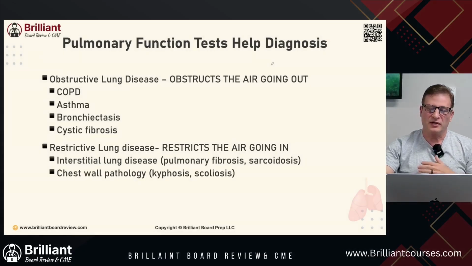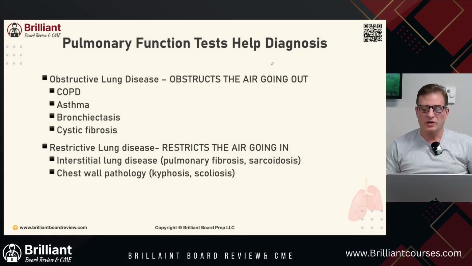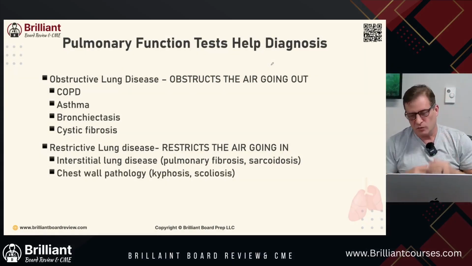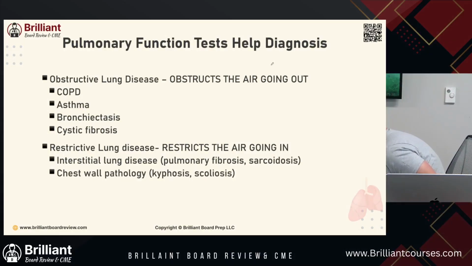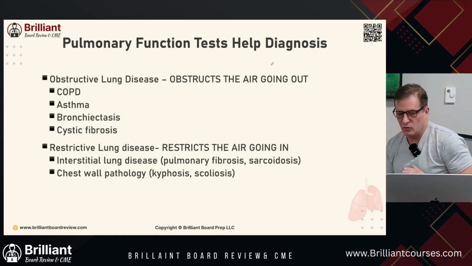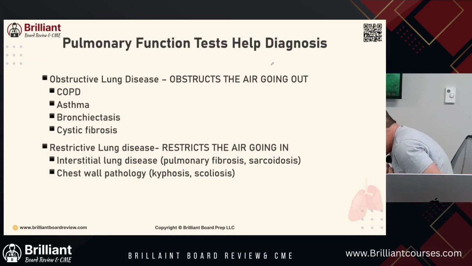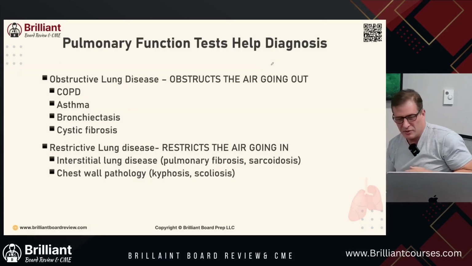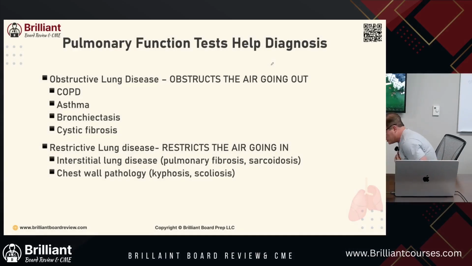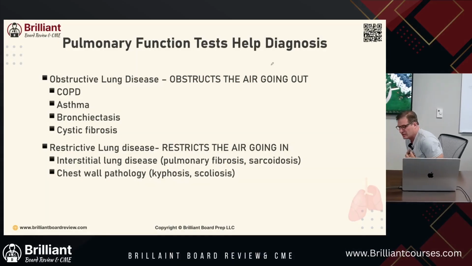Chest wall pathology, kyphosis. Okay, so kyphosis is where the spine is bent forward like this. You're going to see some of your older patients will have kyphosis, where the spine is bent forward. Now just do this yourself. How hard is this to breathe coming in? It's pretty hard to do. You don't want to have that kyphosis. Just think, this is going to affect the way you're breathing.